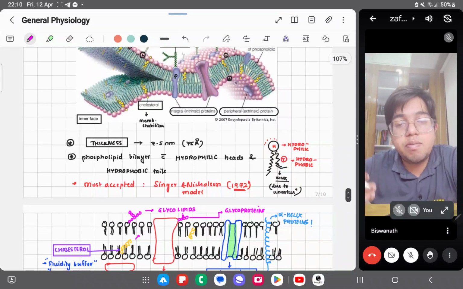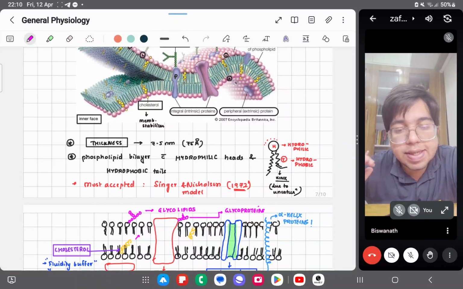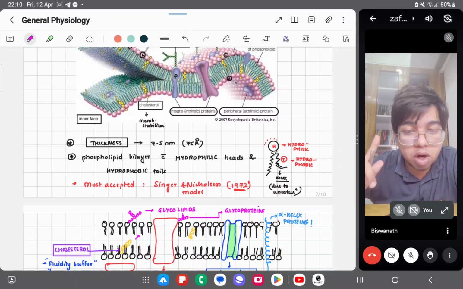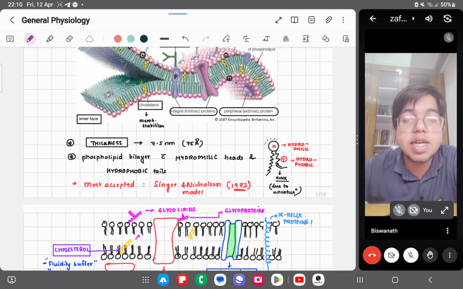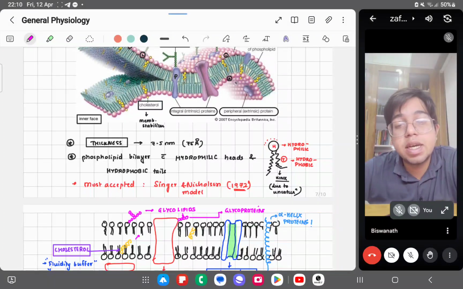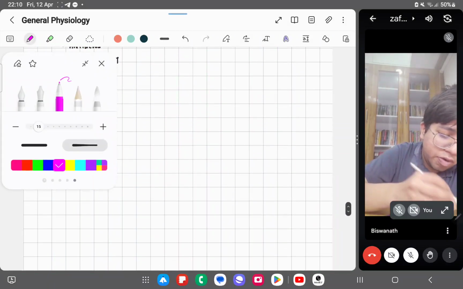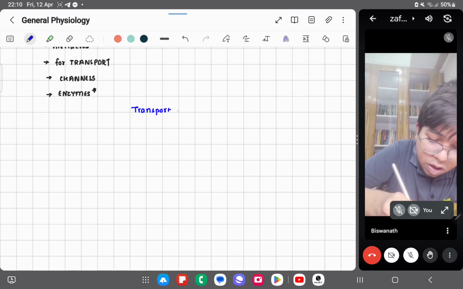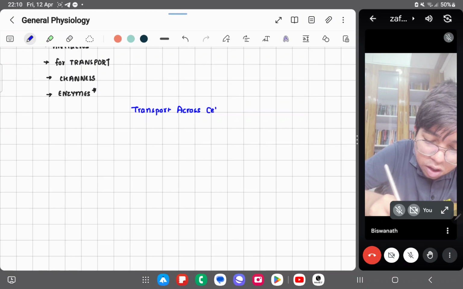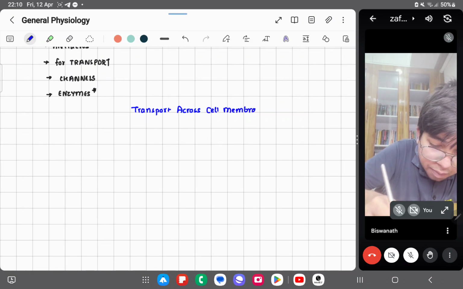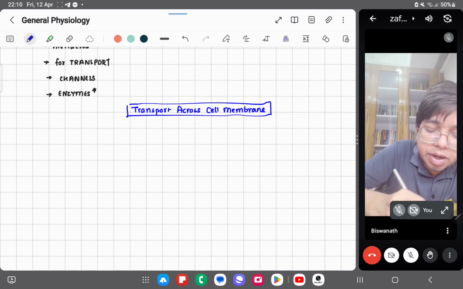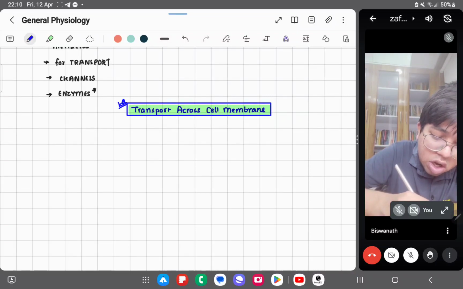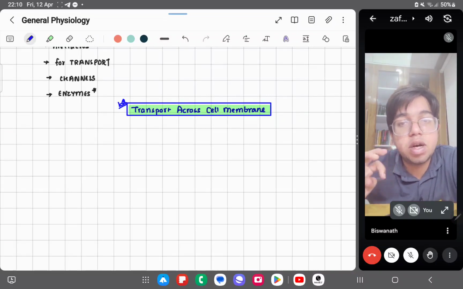Let me move to the next part, that is transport across the cell membrane. Transport across the cell membrane is a very, very important long question. Either it may come as a long question associated with your cell membrane, or it may come as a separate long question. So let's move to the very important part, that is your transport. I'm telling you once more, this is a very, very important long question, or it may come as a combination question with your cell membrane.